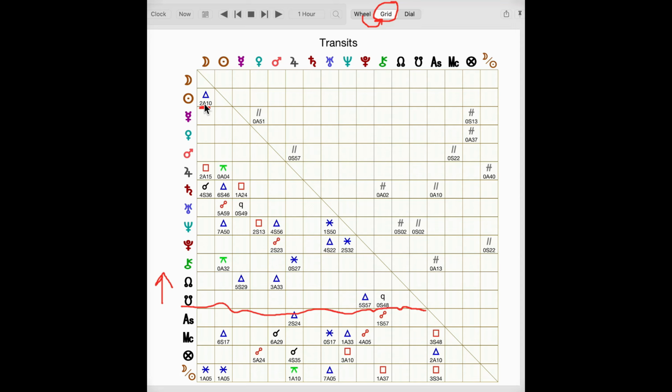That's 2 degrees applying 10 minutes. So 10 out of 60, or about 20%, 2.15 or something degrees. Yeah, we just got complicated. 2 point something degrees from that applying trine, which is a 120 degree aspect between the sun and the moon. That's how you read this.